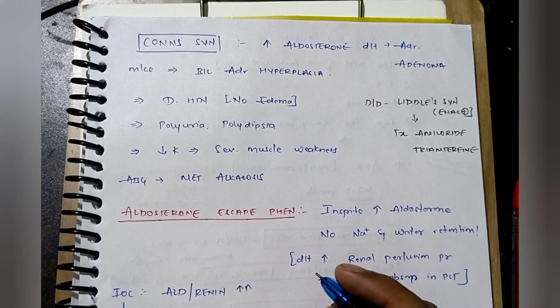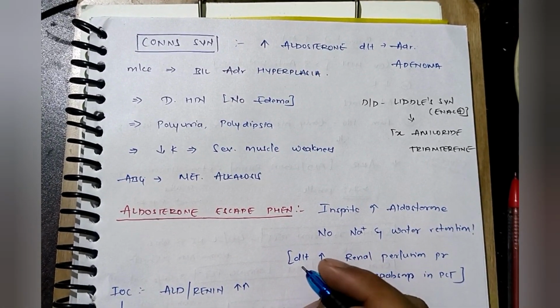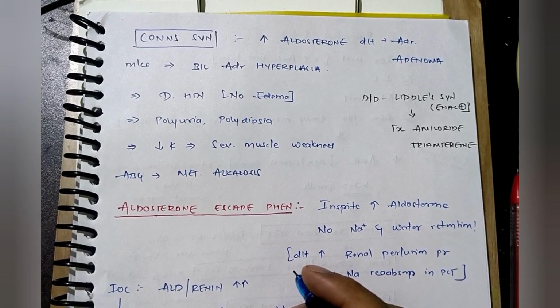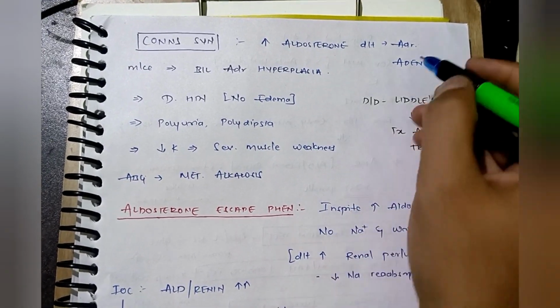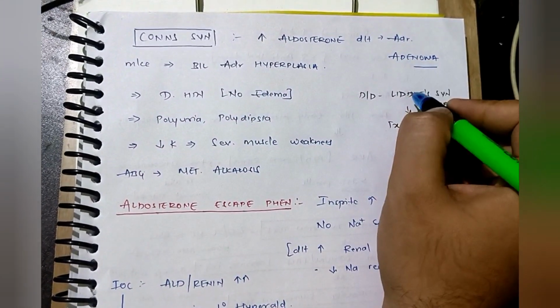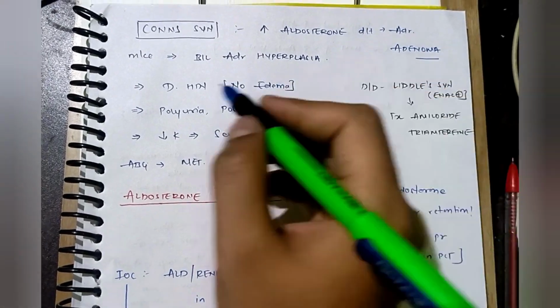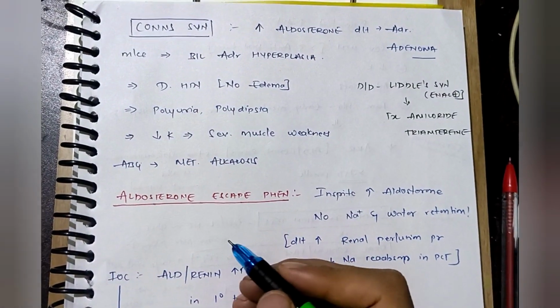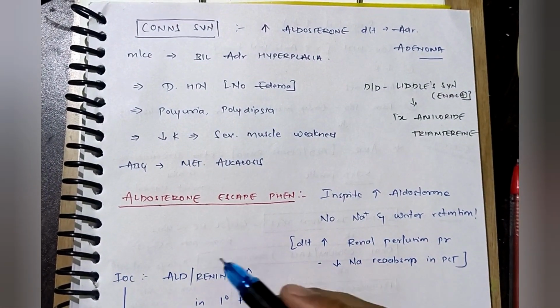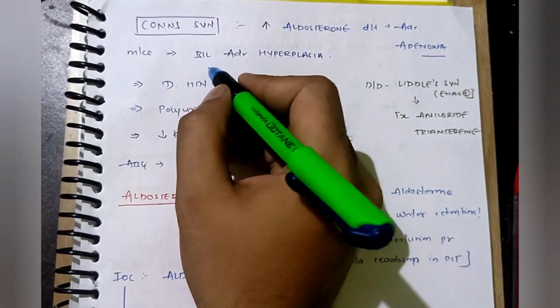Okay, now let's discuss Conn syndrome. Conn syndrome is the term used when there's a primary increase in aldosterone levels due to an adrenal adenoma. This term is specifically used for adrenal adenoma. But the most common cause of increased aldosterone, that is hyperaldosteronism, is bilateral adrenal hyperplasia.